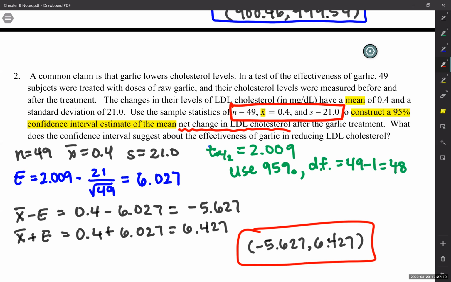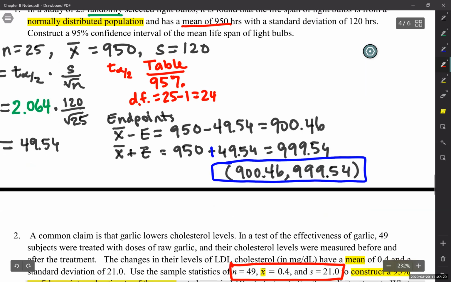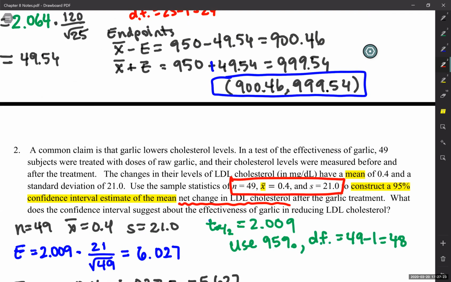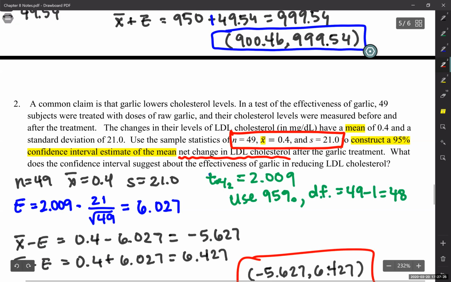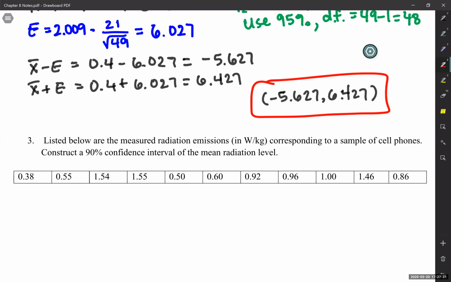All right, so with the first problem, it said the word mean. And we knew what that meant. The second problem, it gave us an X bar. Okay, and then there's X bar. This third problem, the last one we're going to do in this video, just gives us a whole slew of numbers, and it doesn't tell us anything. Like, here you go, here's your numbers for radiation emissions in a sample of cell phones. And it says construct a 90% confidence interval of the mean. So we do know it's mean. We just don't know what the mean is.